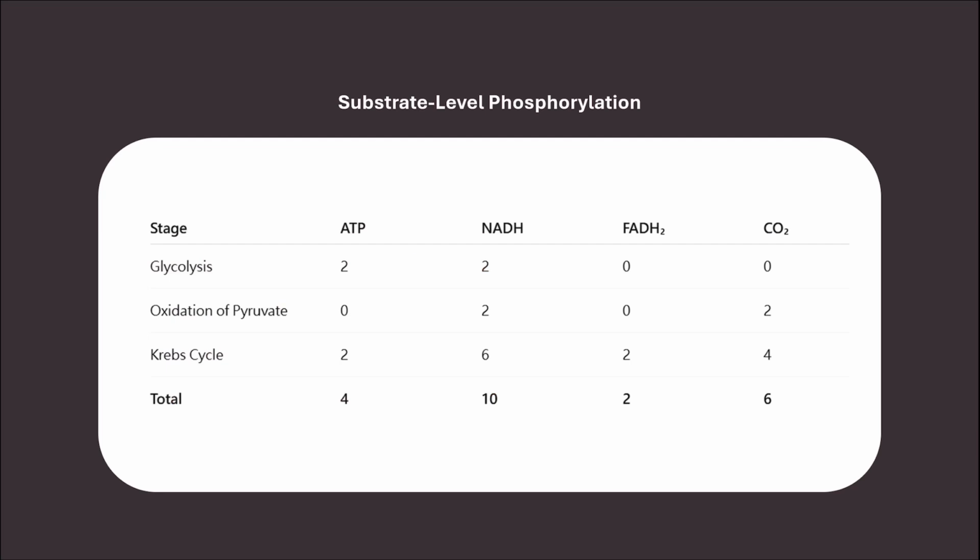Now let's total things up so far. 4 ATP are made directly by substrate-level phosphorylation, and 10 NADH and 2 FADH2 are high-energy carriers that will head to the next stage, and all 6 carbons from glucose have now been released as CO2.